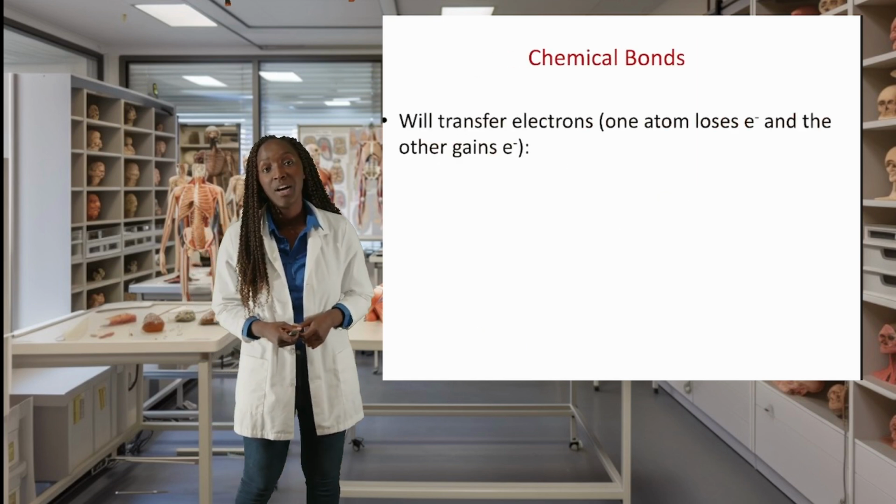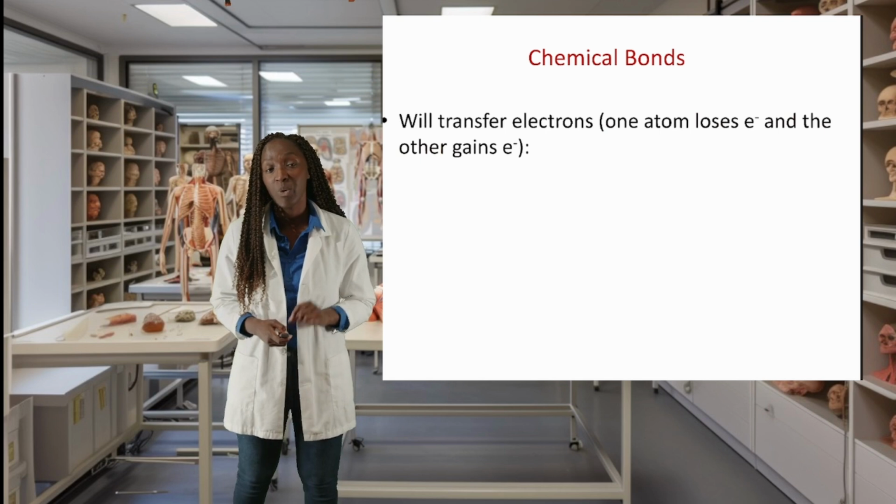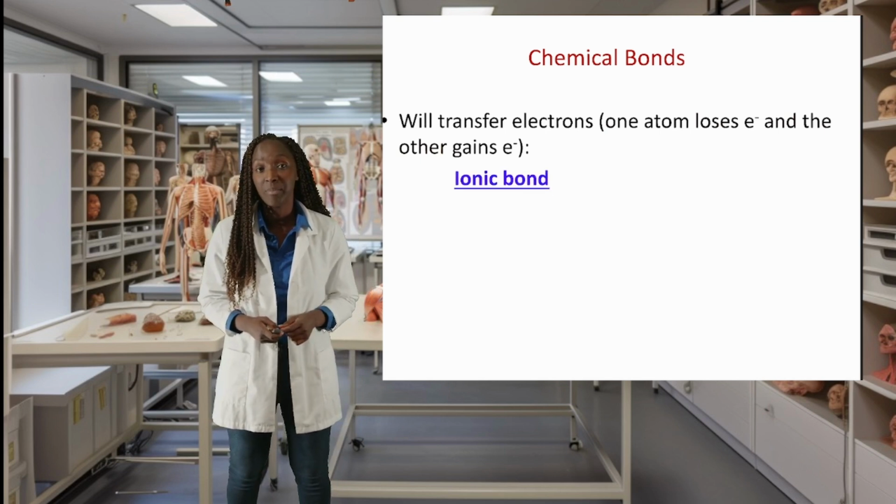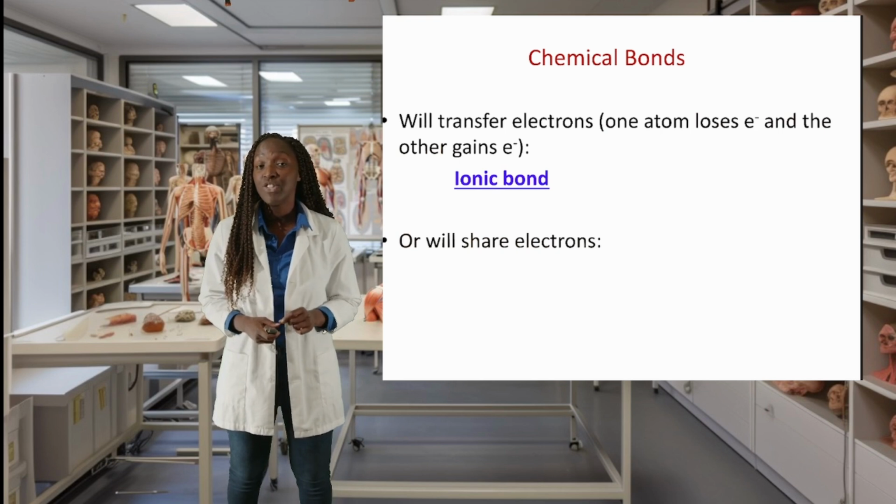So chemical bonds, when we have a transfer of electrons, where one atom loses an electron and the other gains, we call this an ionic bond. Versus when we have the sharing of electrons, we have a covalent bond.